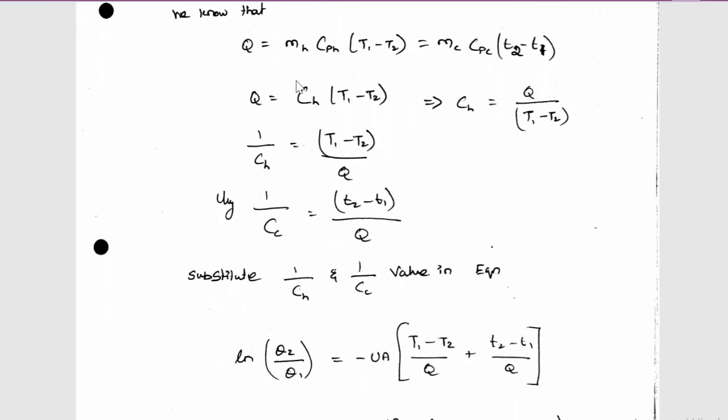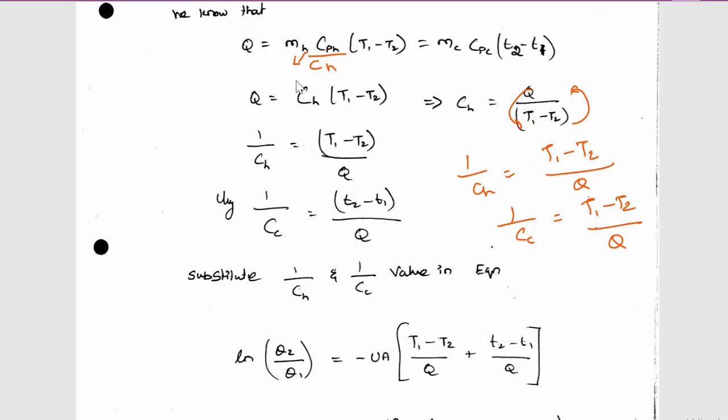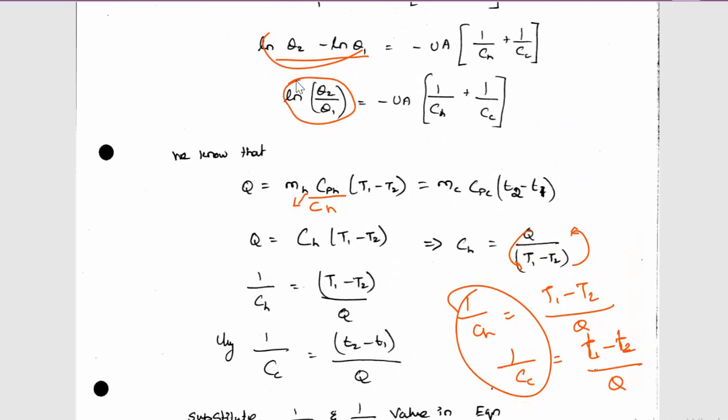We know that q equal to mh cph (T1 minus T2). Here mh cph is nothing but ch. So I am writing q equal to ch into (T1 minus T2). So ch equal to q divided by (T1 minus T2). So 1 by ch equal to, this has to go up, (T1 minus T2) divided by q, the other has to come down. The same way, 1 by cc equal to (t2 minus t1) divided by q. Here I have to write small t, right? So these two values have to be substituted in this equation.